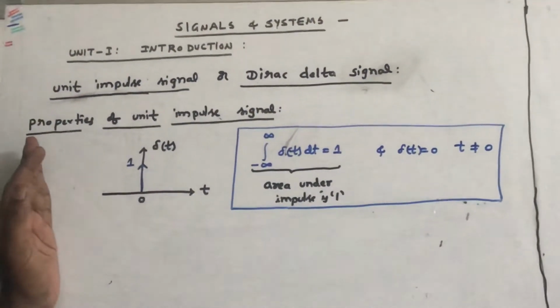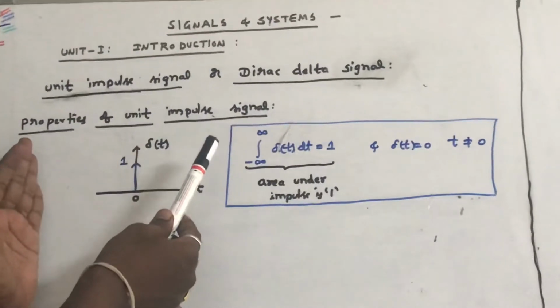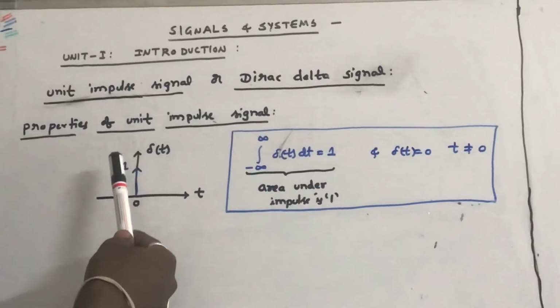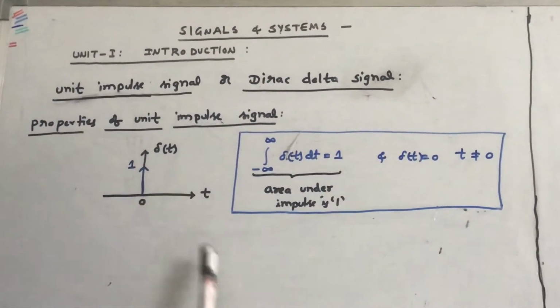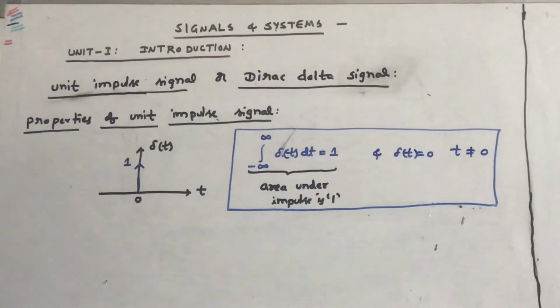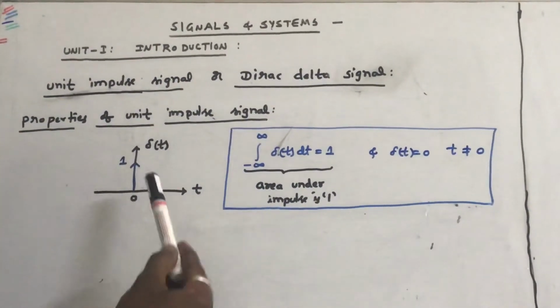In the previous lecture, we defined the unit step signal and we have seen three properties of the unit impulse signal. Today we will see some more properties of the unit impulse signal. Before that, let us revise again the definition of the unit impulse signal.